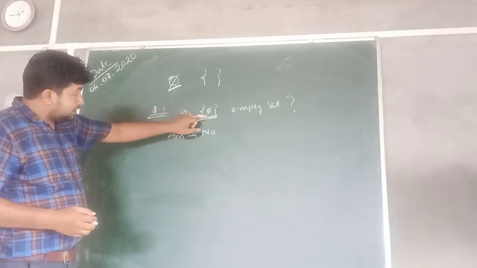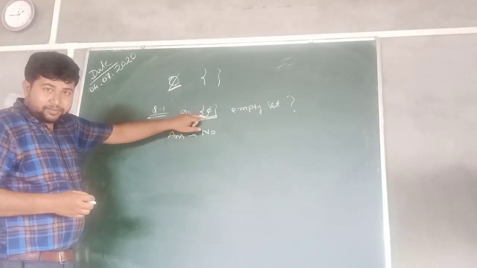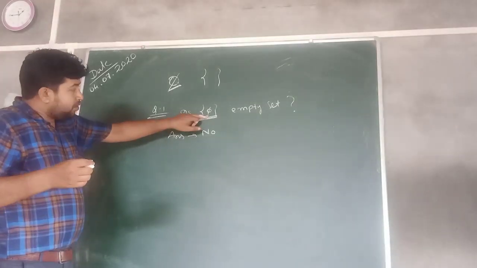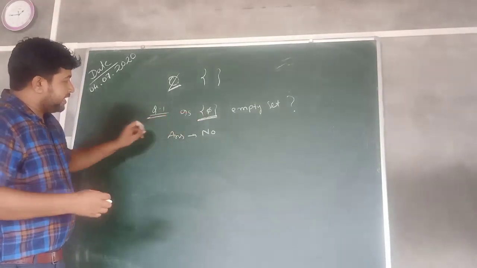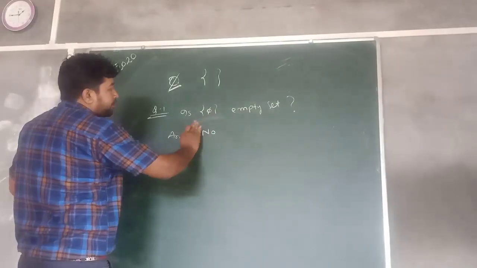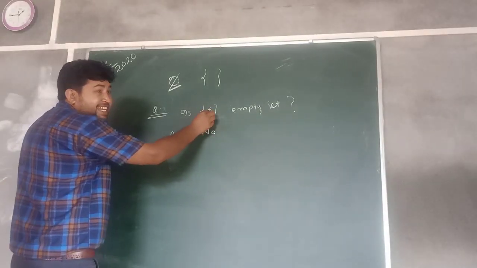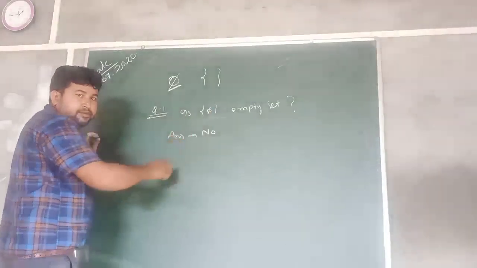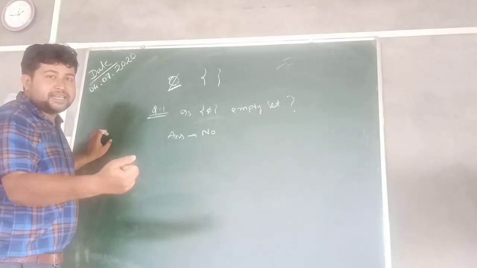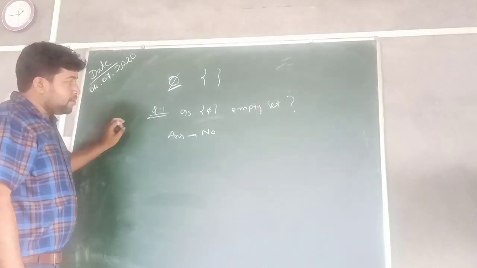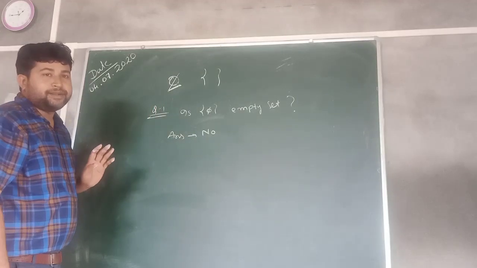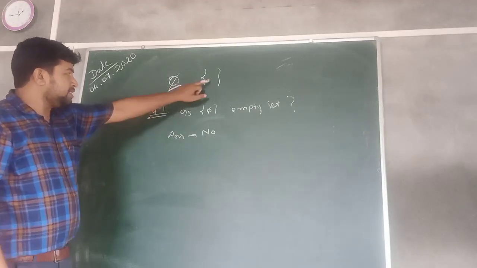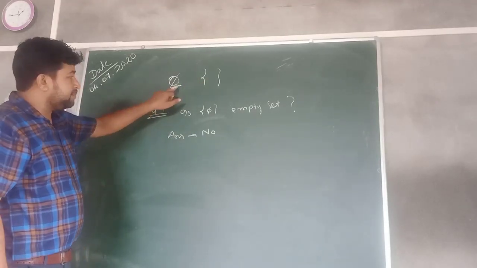Because this is a set, and phi is the element of this set. Phi is the one element of the set. Okay? So this is not an empty set. This is empty, but this is not.